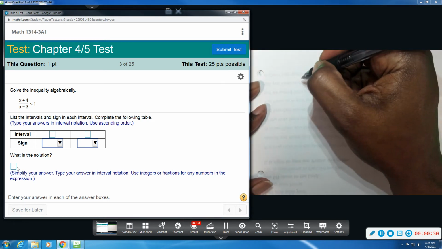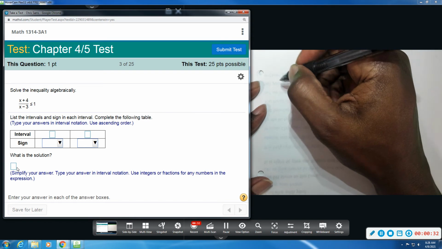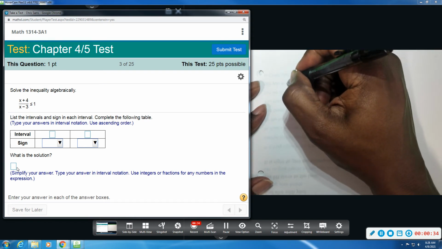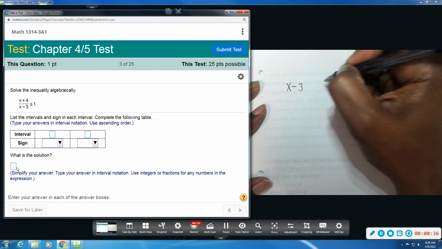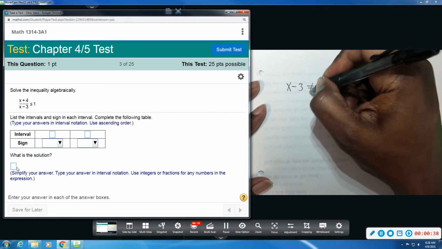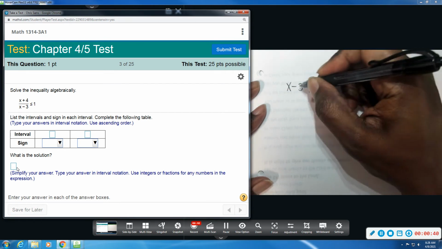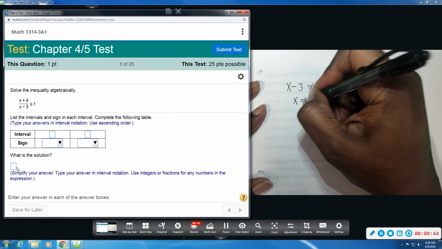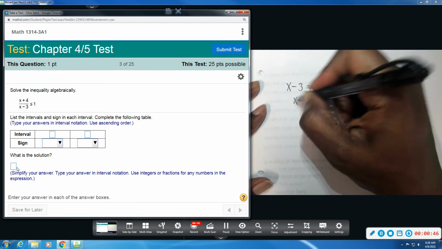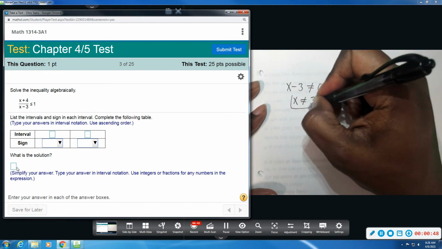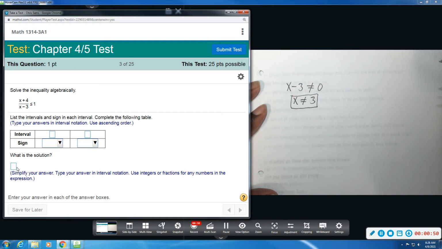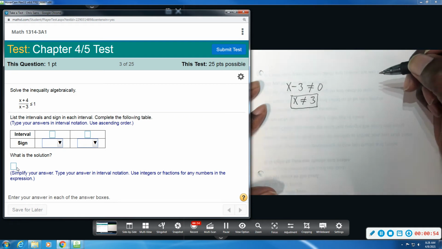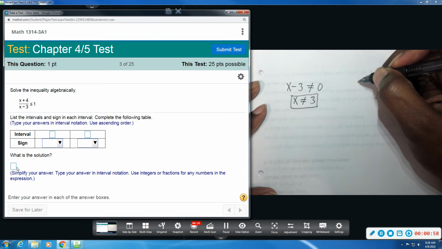We do that by taking the bottom, and the bottom cannot be 0. We cannot divide by 0, so we set that one not equal to 0 when we solve. We get x cannot equal 3. So this is one of my critical values. And then we find our other critical value by getting the numerator set equal to 0 or 1, but it's better just to solve the whole thing.